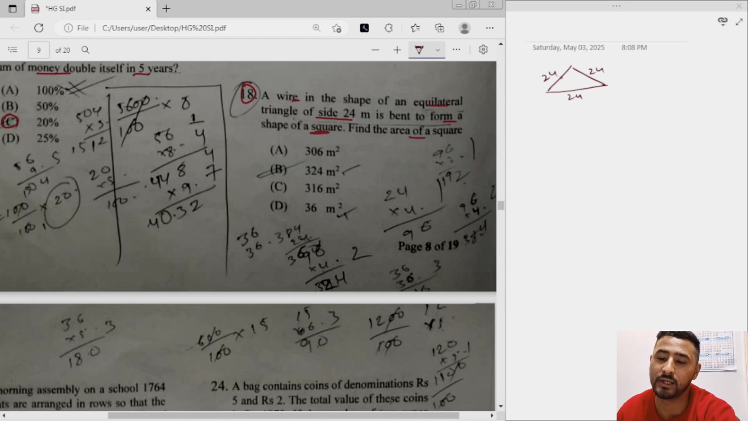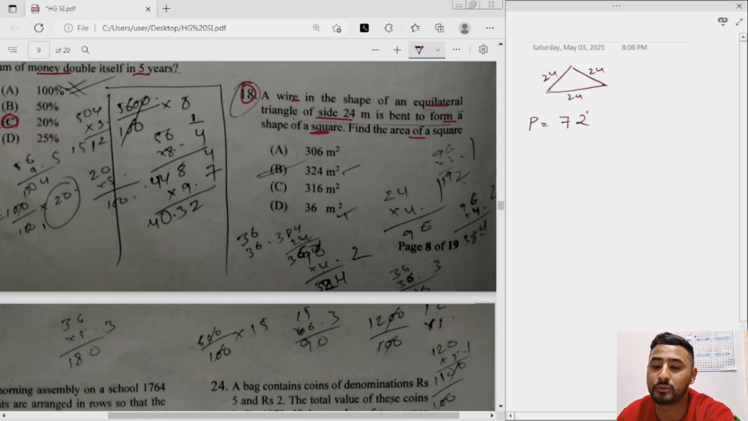So how will we bend this one? First of all, to make it a square, we need to find the perimeter. We know the perimeter is all the sides, so it will be 72: a plus a plus a, 24, 24, 24, you get 72. Now a square has how many sides? Imagine, a square has 4 sides: 1, 2, 3, 4.